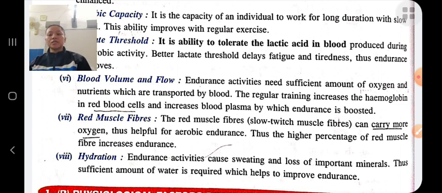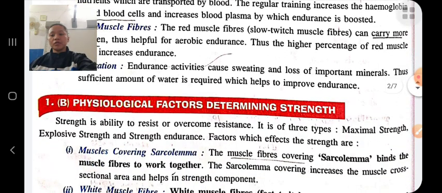Hydration. If we have a sufficient amount of water in our body, it helps to improve our endurance. These are the physiological factors which determine endurance.